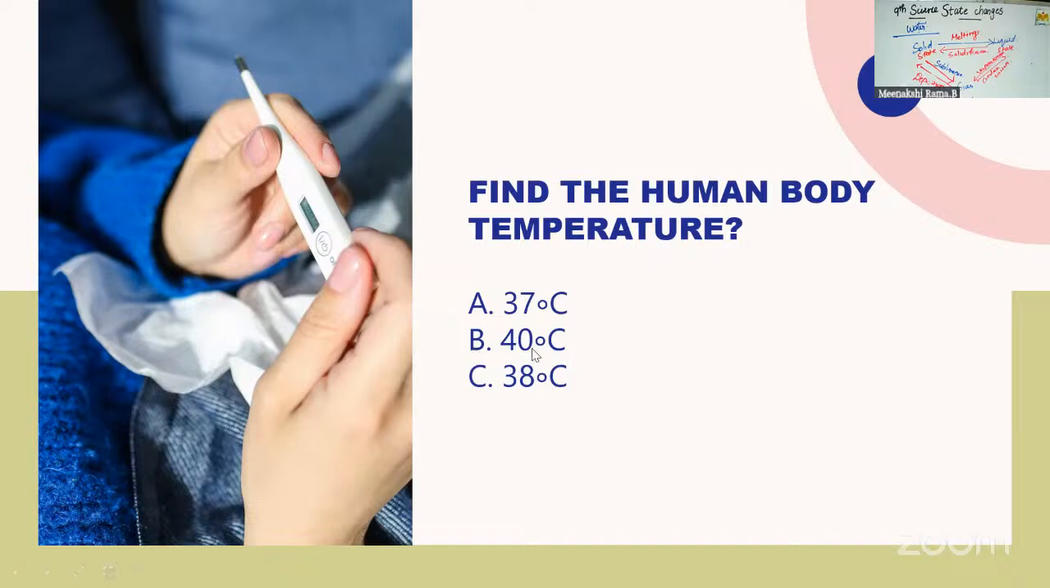The options are A 37 degrees Celsius, B 40 degrees Celsius, and C 38 degrees Celsius. So find the human body temperature. This is the first question for you. Shall we move to the next? Did you write the answer in your notebook? Please put the question number and write the options and the answer also.